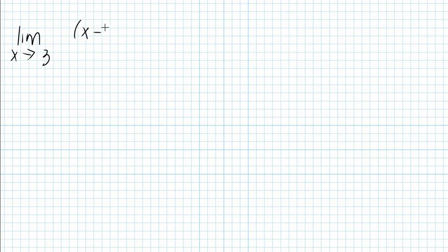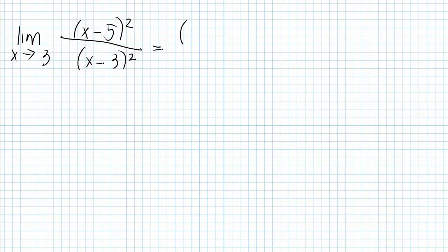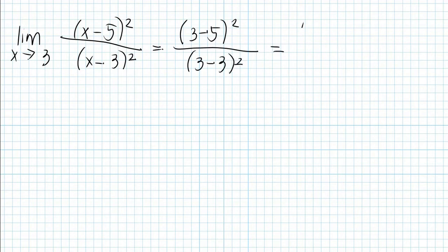If we have, for example, the limit as x approaches 3 of x minus 5 squared over x minus 3 squared, then that will be 3 minus 5 squared at the numerator and 3 minus 3 squared at the denominator. Notice that the denominator is equal to 0, which is undefined. We can't really manipulate anything here, so at this point the limit does not exist.